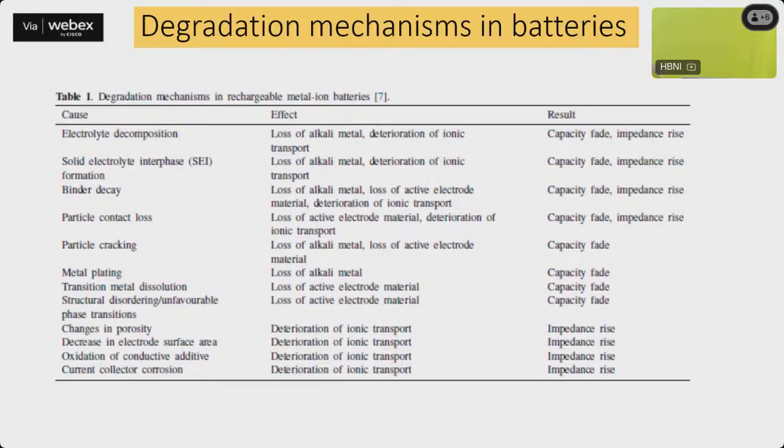Then, of course, there can be changes in porosity, there can be a decrease in the electrode surface area, oxidation of the conductive additive, whatever you're adding, and there can be current collector corrosion. You have these current collectors, which are copper and aluminium, and these can also deteriorate. All of this is going to have an effect on the ionic transport, and the moment there is a problem in ionic transport, immediately there is going to be a rise in the impedance. So these are the various mechanisms of degradation in the battery. It looks like it's only charging and discharging, but internally a lot of processes are happening, and at every stage there is a chance of degradation. So EIS can give you an idea about all these different mechanisms which are occurring in the battery.